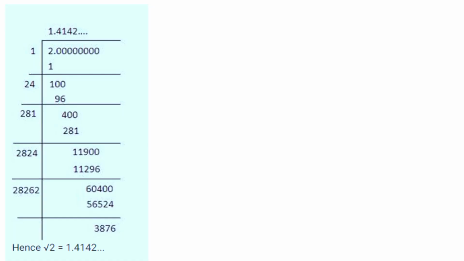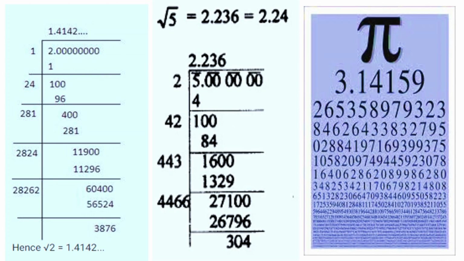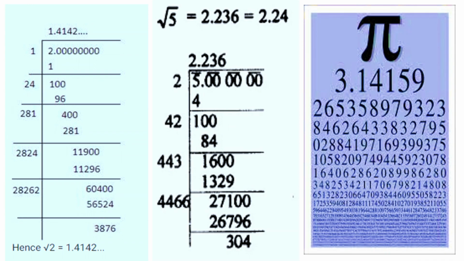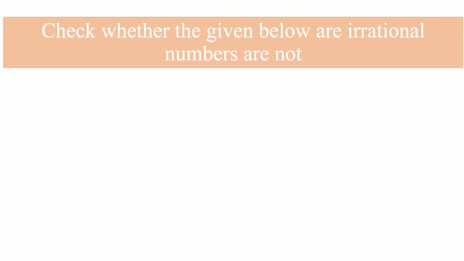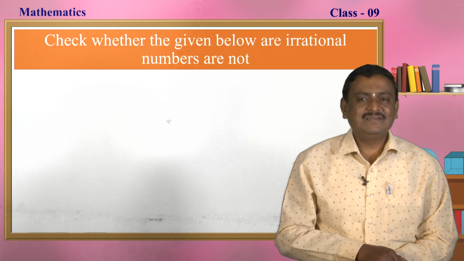Please note down the value of root 2, the value of root 5 and the value of pi. The value of root 2 is 1.4142, that is an approximation value, my dear students. Root 5 is 2.236, that is an approximation value, and pi is 3.1415. There are so many digits.